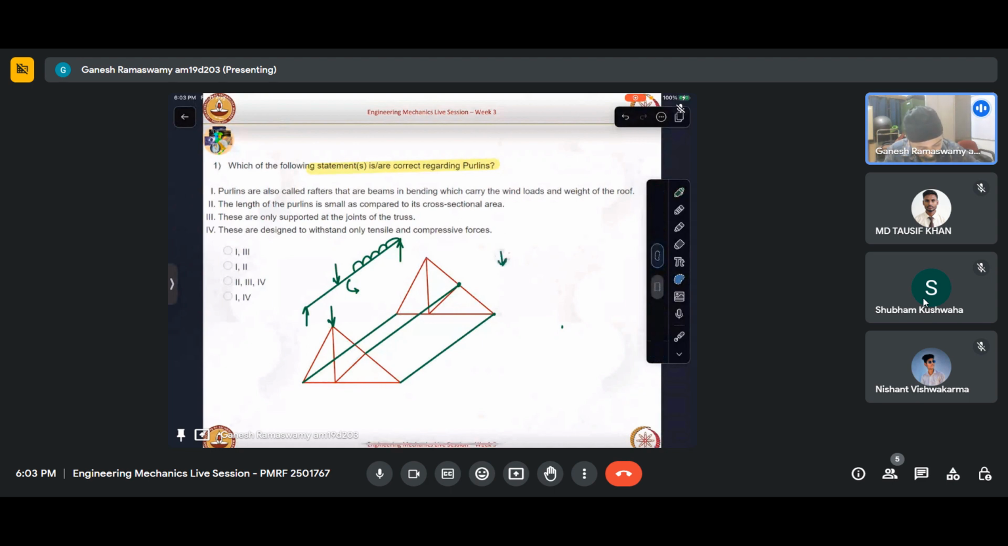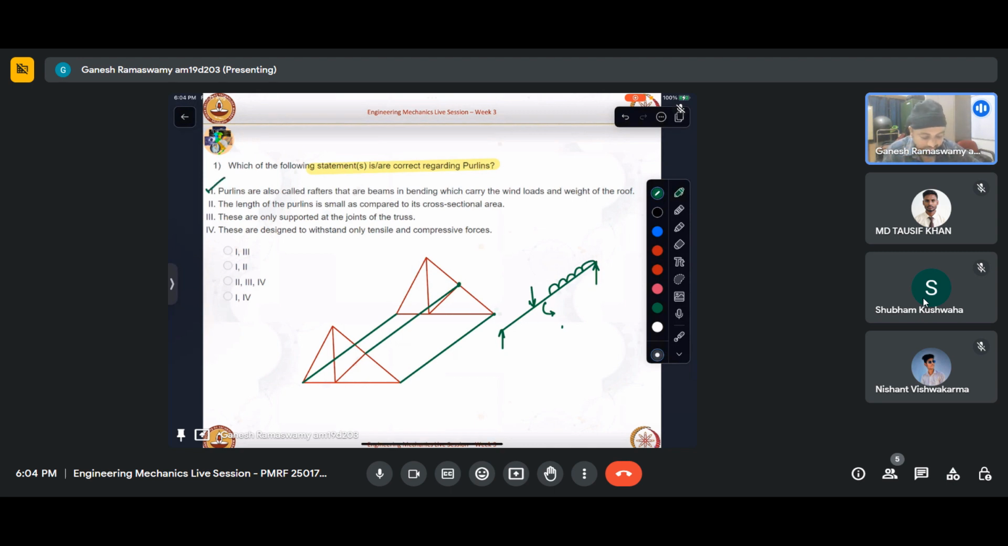So these are generally called purlins or rafters. Our question pertains to these members, so let us look at the options. The option says purlins are also called rafters that are beams in bending which carry the wind loads and weight of the roof. Yes, as we discussed, this is correct.